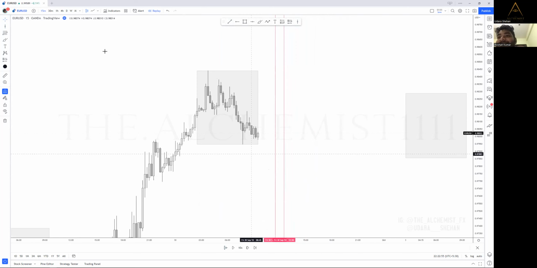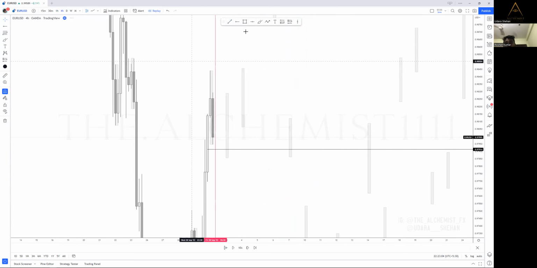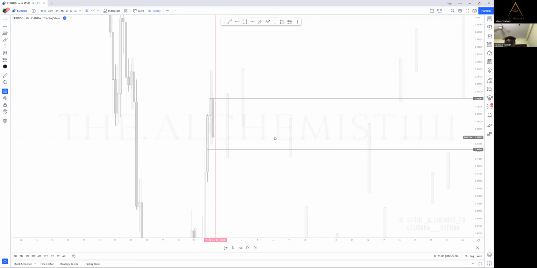So below Asia, we had a 1 hour rejection block. Can you see it? We had a 1 hour rejection block. We had a 4 hour rejection block in here. Okay, so let's see what happened.